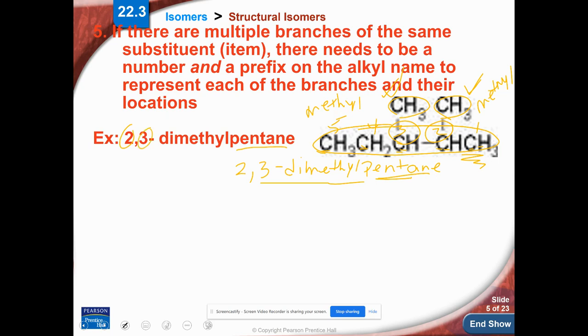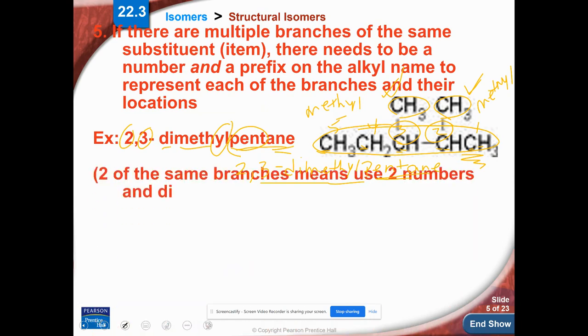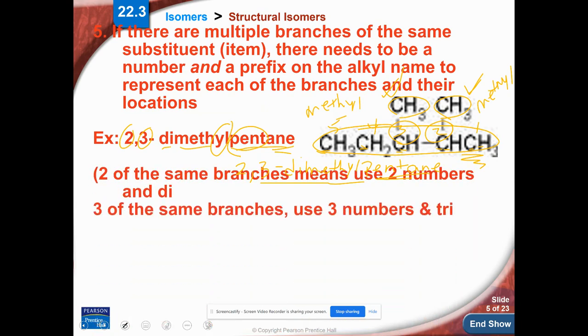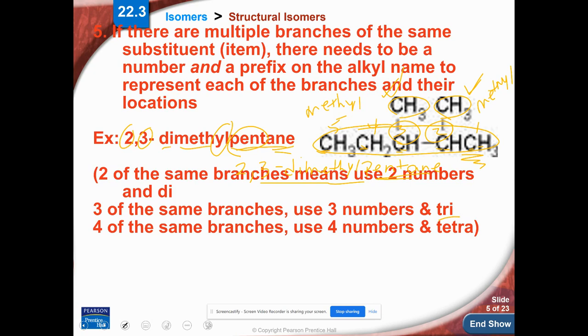So when I break this apart and I translate this word, on carbon number 2 is a branch and carbon number 3 is a branch. There's 2 1 carbon branches on this 5 carbon chain connected by single bonds. All right, so if I have 3 of the same, I would use the prefix tri. 4 would be tetra, like Tetris.